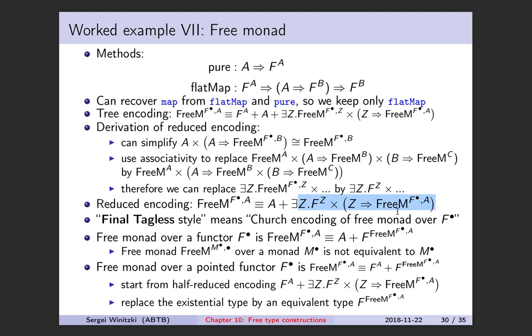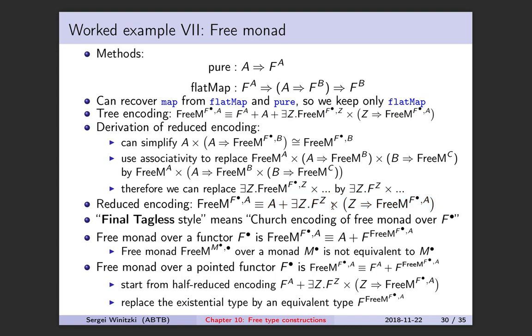However, this does not let us encode a pure value A without any flat maps applied to it. So that means we cannot just have one part of the disjunction. We need two. We still need to keep this part of the disjunction that we had here. But we can eliminate FA, and we can eliminate one of the recursive usages, but not the second one. So the reduced encoding is still recursive. It is somewhat shorter, but is still recursive.